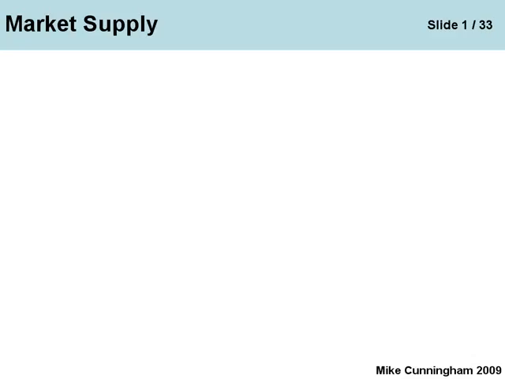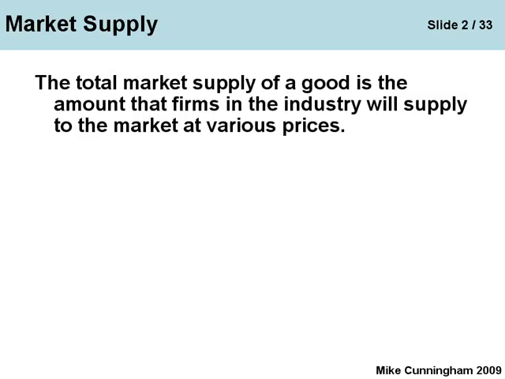In this session, we're going to talk about market supply and look at some of the factors that lead to changes in the market supply, some of the determinants of supply in effect. So to get started, we realize that the total market supply of a good is the amount that firms in the industry will supply to the market at various prices. That could act as a working definition of supply.